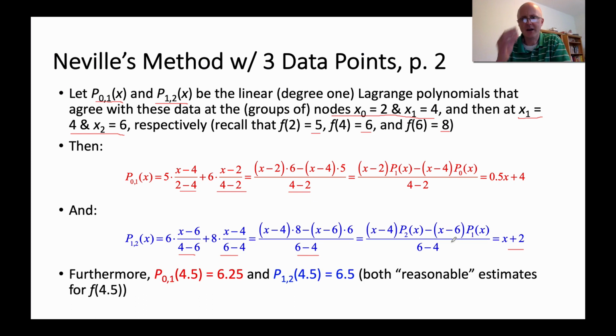Furthermore, we can go ahead and plug in our value of x that we're interested in, x equals 4.5, into both of these things. P0,1 of 4.5 is 6.25. You could double check that here. 4.5 times 0.5 is 2.25, plus 4 would be 6.25. You plug in 4.5 into this one, you're going to get 4.5 plus 2 is 6.5, like you see. These are getting pretty close together. And in a sense, they're both reasonable estimates for f of 4.5. Think about just the outputs here between x equals 4 and x equals 6. The outputs are 6 and 8. These reasonable estimates should be between 6 and 8, and probably closer to 6 than to 8 because 4.5 is closer to 4 than it is to 6. Okay, real key kinds of things to think about to understand this conceptually.